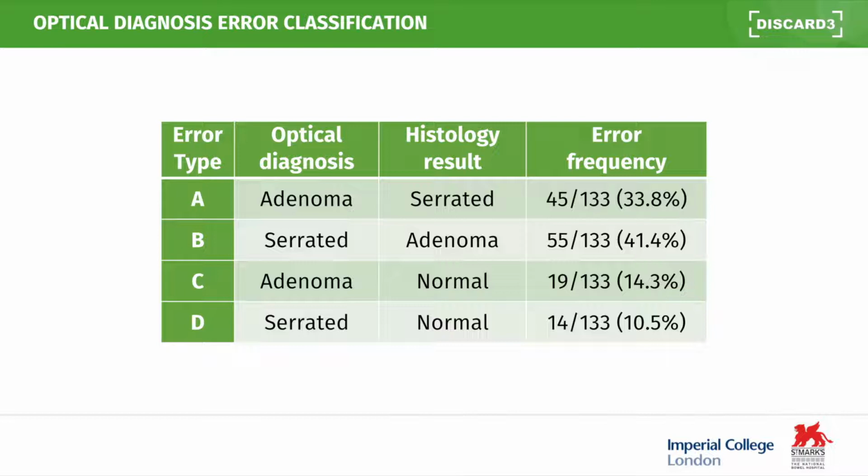A type B error was where an adenoma was diagnosed as a serrated polyp, and that occurred in 41% of cases. And then type C and D errors were rarer, and this is where the histology came back normal, but the optical diagnosis was either adenoma or serrated respectively.